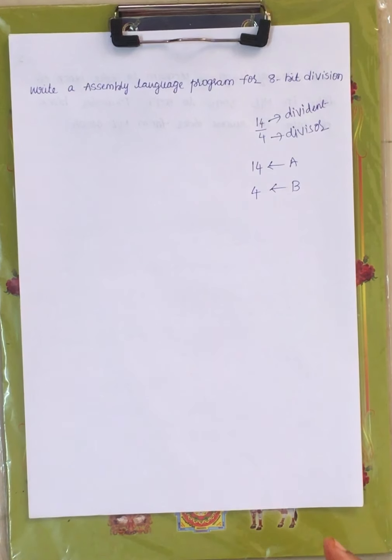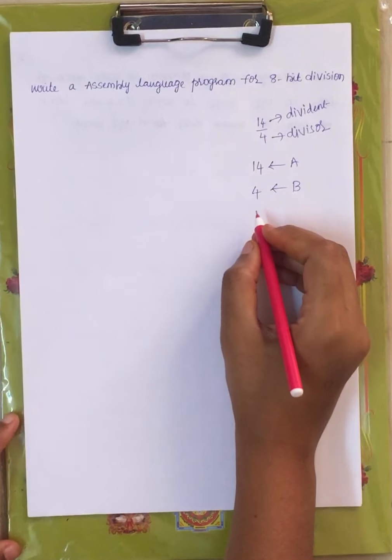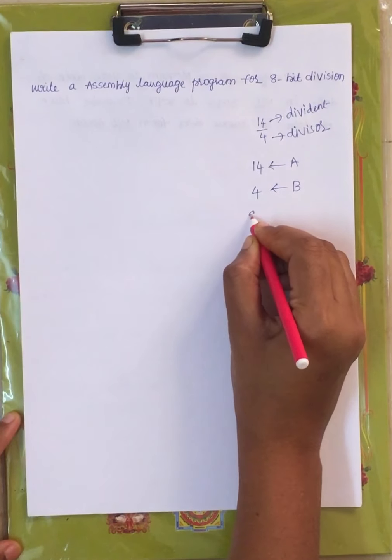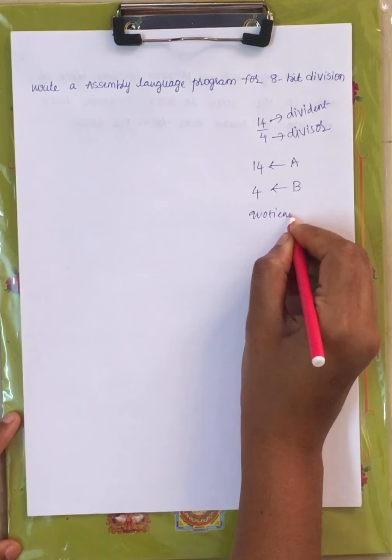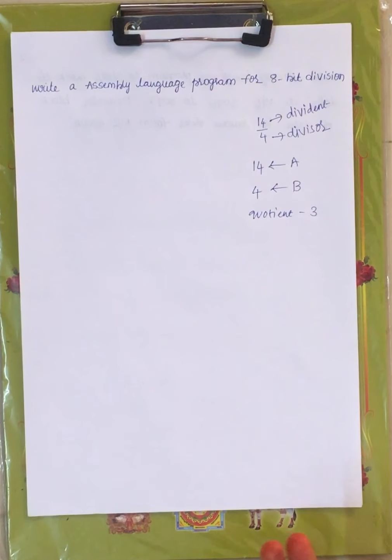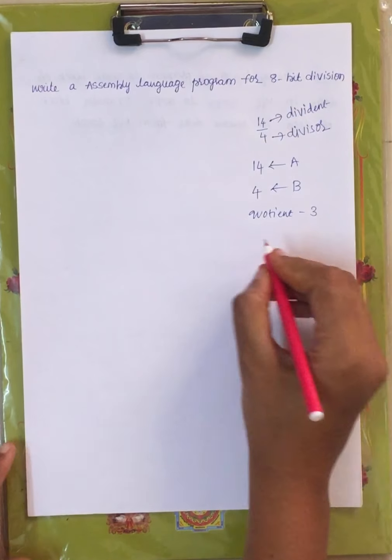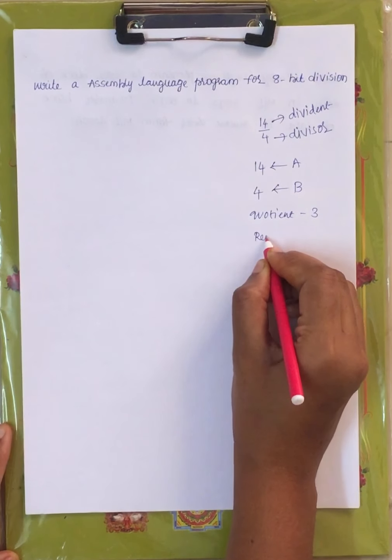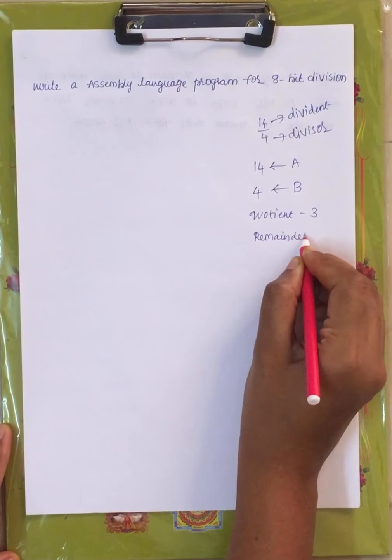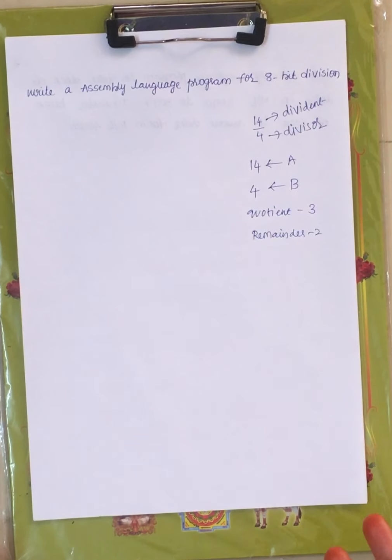Now if I divide 14 by 4, what is the quotient and what is the remainder? Quotient is nothing but 3, because 4 threes are 12. So the quotient will be 3. The remainder, what is the remainder? You will get 2. Not only for 14 by 4, in any division operation the dividend has to be stored under register A and the divisor under register B, and the quotient you will get as 3.